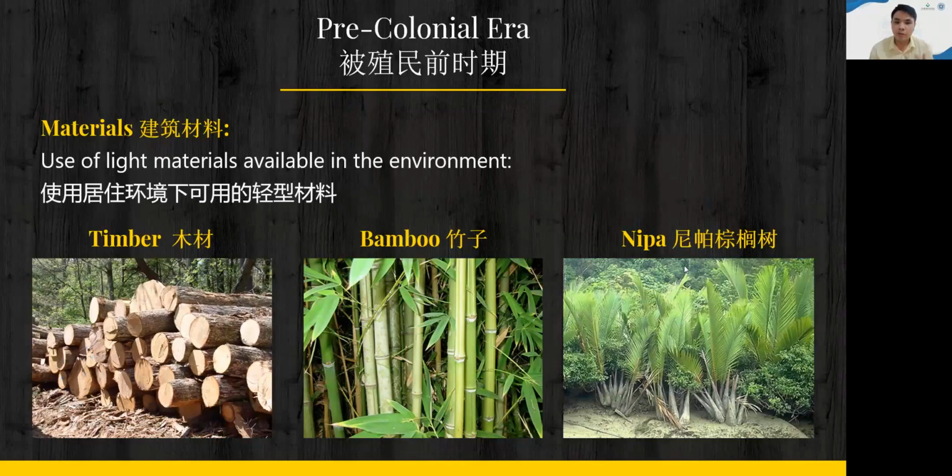The materials may vary depending on the location or the region, but the most commonly found materials in lowland areas are timber, bamboo, and nipa. The timber and bamboo are normally used for posts or columns, for beams, and for foundations, while the nipa is commonly used for the roof covering.